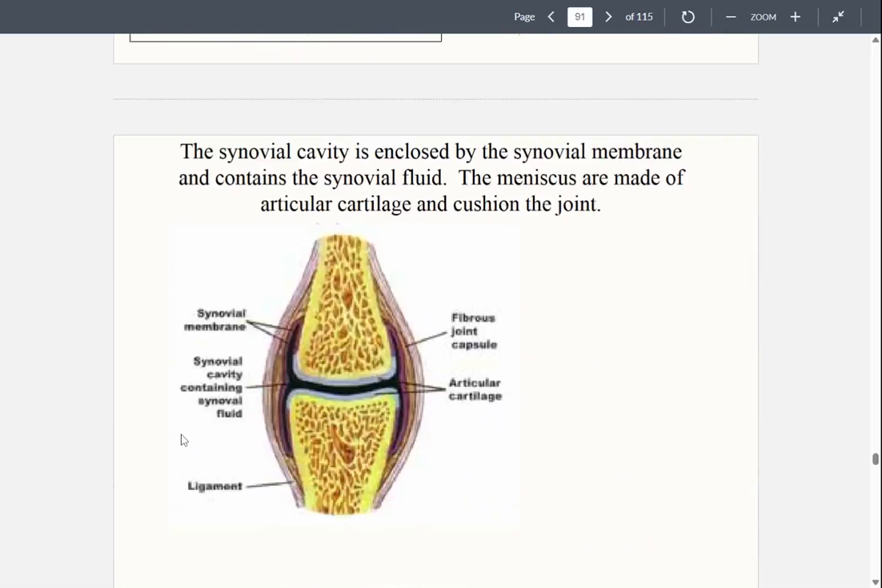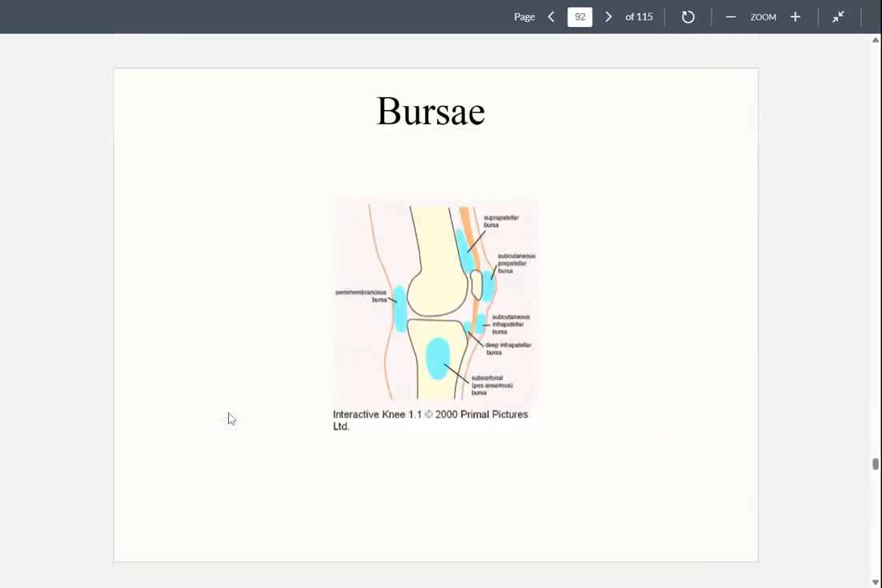Now, we are still going to have our synovial membrane that's going to line the entire area of that joint capsule, secreting a slew of synovial fluid to allow for smooth gliding and motion. Here are some of those bursa sacs.